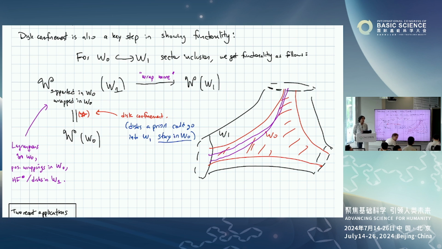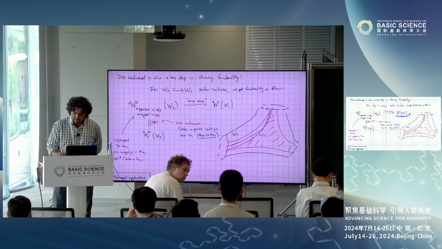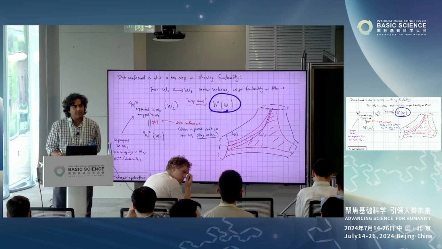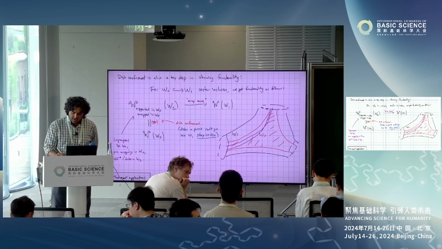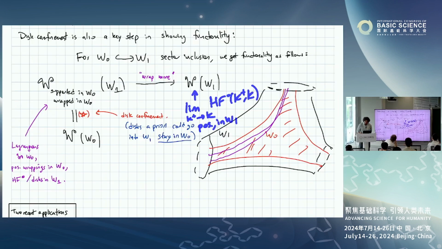If you delete this condition, then your Lagrangians wrap into W1, and you're computing the morphism spaces here. So in the wrapped category of W1, what we're doing is we're taking the limit over wrappings of K that are positive in W1 of HF of K plus L.